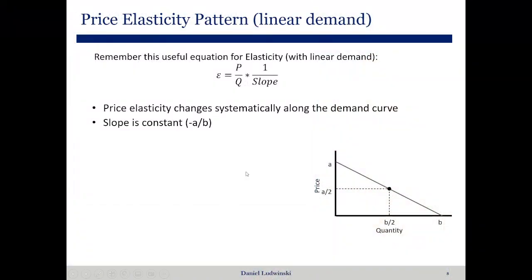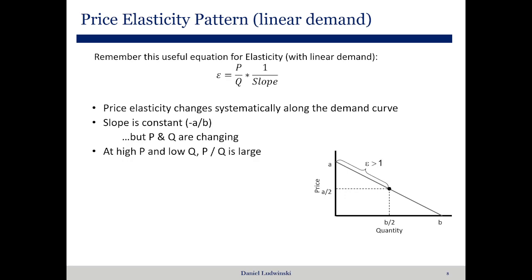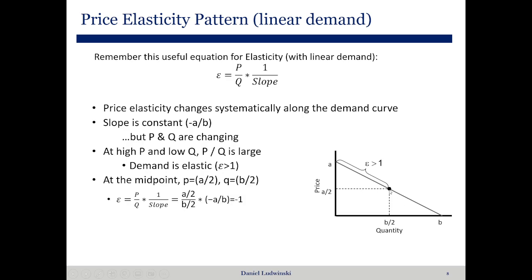But as we move along this demand curve, the price and quantity are changing. That's what's happening as we move along the demand curve. Moving left to right, we're decreasing price and increasing quantity. And so looking at this elasticity equation, places where the price is high and quantity is low are going to have a higher elasticity. So in this region, elasticity is going to be greater than 1. At the midpoint, you can actually mathematically show that it's going to be exactly 1, or unit elastic.